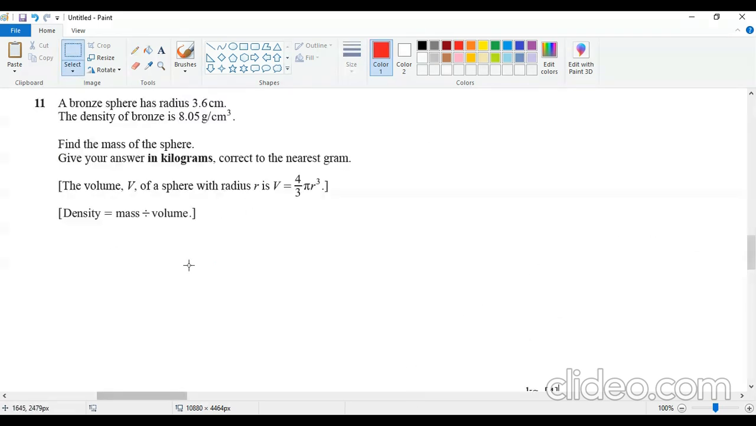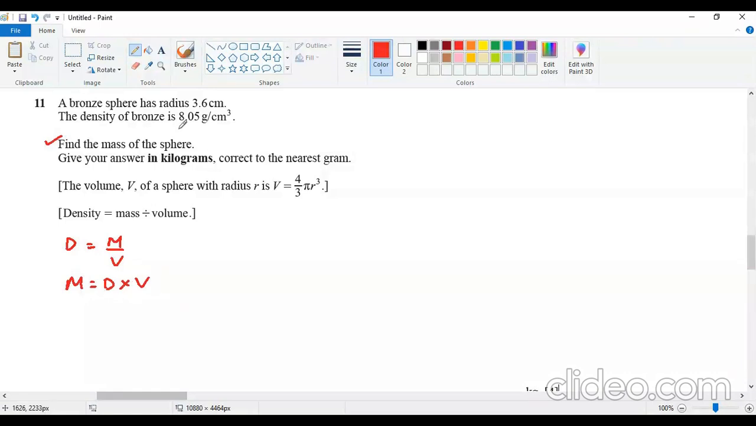In question number 11, it says a bronze sphere has a radius 3.6 centimeters. The density of bronze is 8.05 grams per cubic centimeter. Find the mass of the sphere. As you can see, the formula for density is already given, which is mass divided by volume. And in the question it says find the mass. So mass is going to be equal to density multiplied by volume.